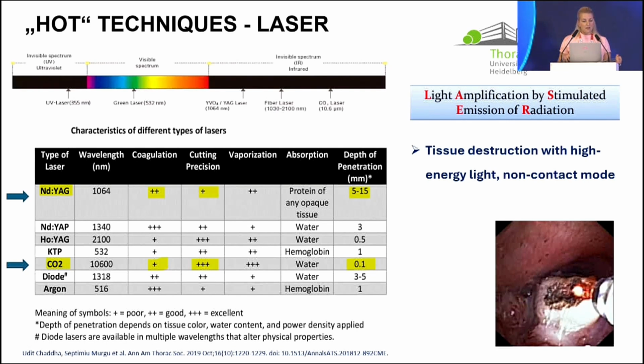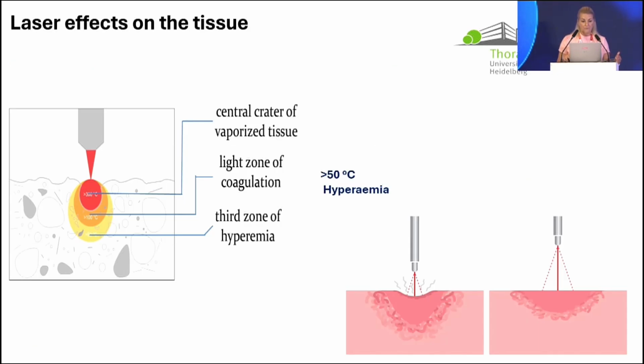Nd:YAG laser is better in coagulation, but does not have an excellent cutting precision. The CO2 laser has very good cutting precision, but does not coagulate a lot. So depending on what you have in your hospital, if you have laser: the depth of penetration of CO2 is minimal, 0.1, and the YAG laser goes deeper. We achieve tissue destruction with high energy light, in a non-contact mode. This is also important, so we have to keep a relative distance from the tumor.